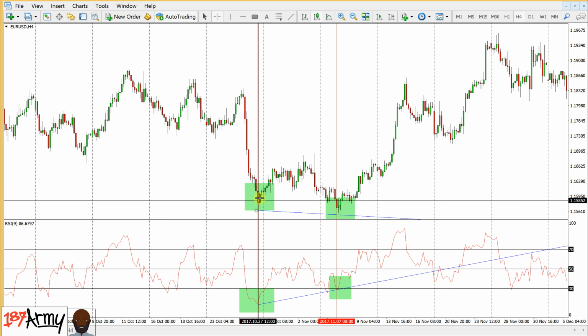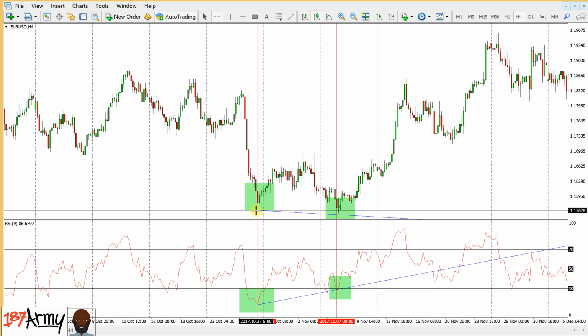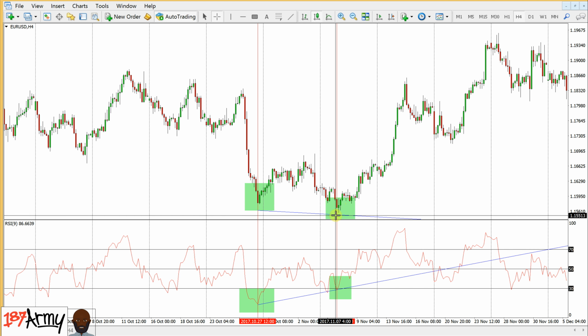What I mean by that is the low for this low here is here, and the low for this low is here. So you can clearly see that this low is lower than the previous low. Then at the same time, you put a vertical line so you can identify the low point of the RSI. I'll put a vertical line at the lowest point here, and you can see this is where the RSI is, and you put a vertical line at the lowest point here, and you can see this is where the RSI is.